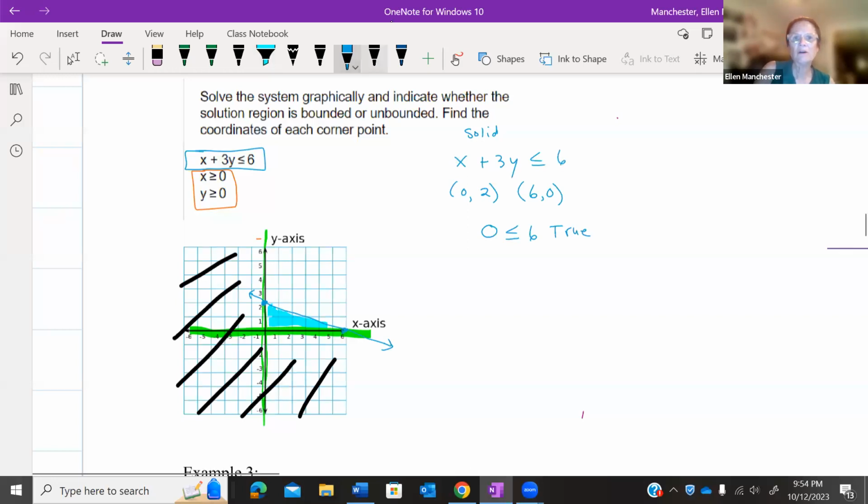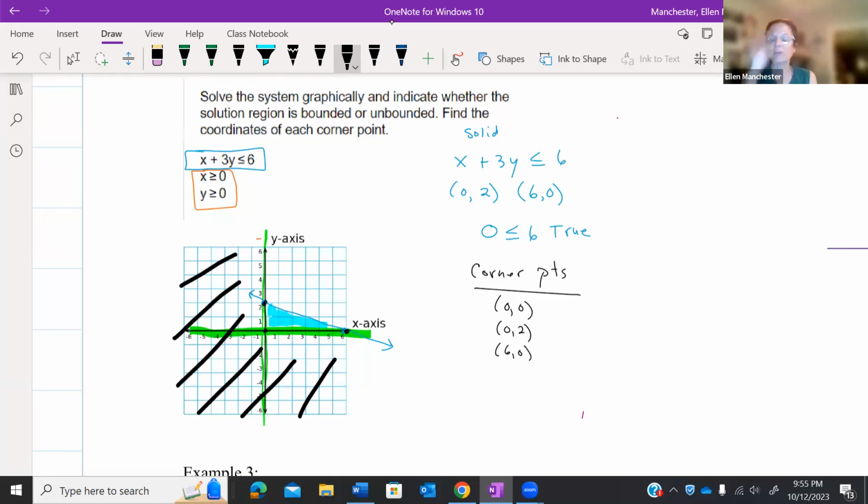Okay, so now what are my corner points? Well, the corner points, I already have them. This one I don't even have to calculate anymore. I always have 0, 0. Don't forget that. In my math lab, it'll mark it wrong if you don't have 0, 0. So 0, 0 is a corner point. My y-intercept is a corner point, and my x-intercept is a corner point. So I don't have to do any more calculations, right? I only had one line, and I know what my intercepts are, so I'm good to go.